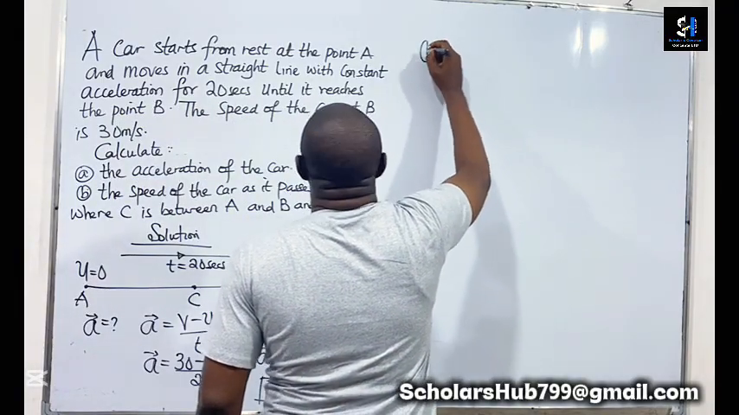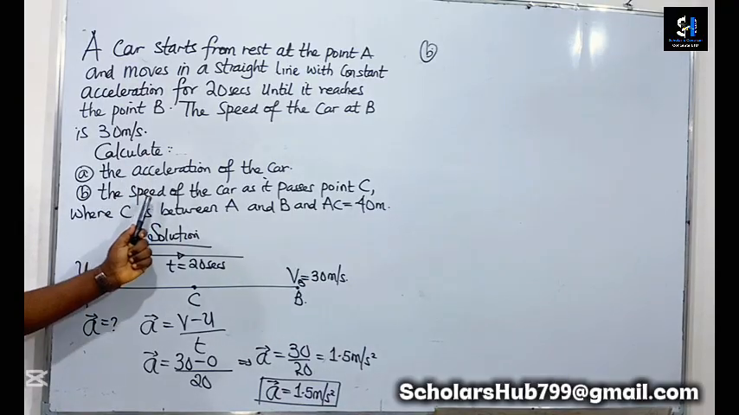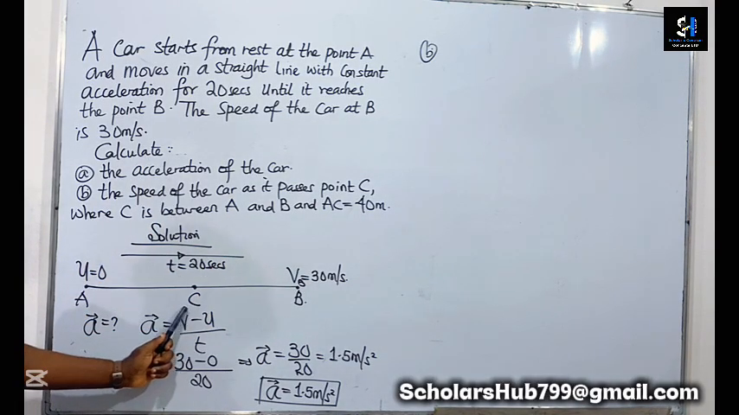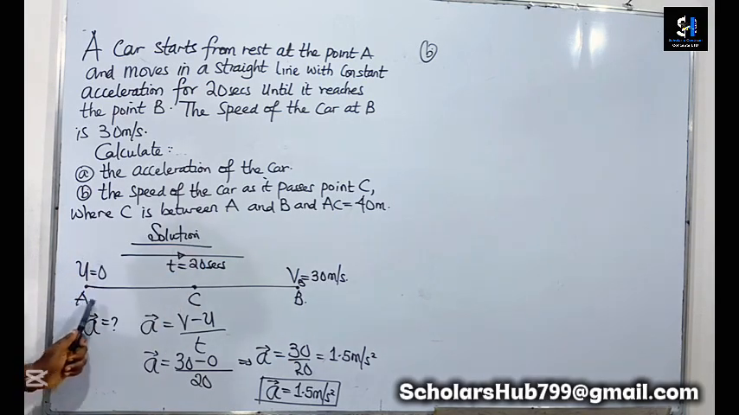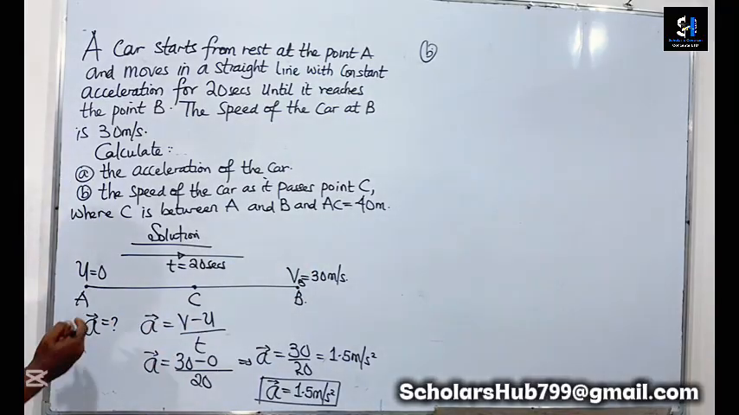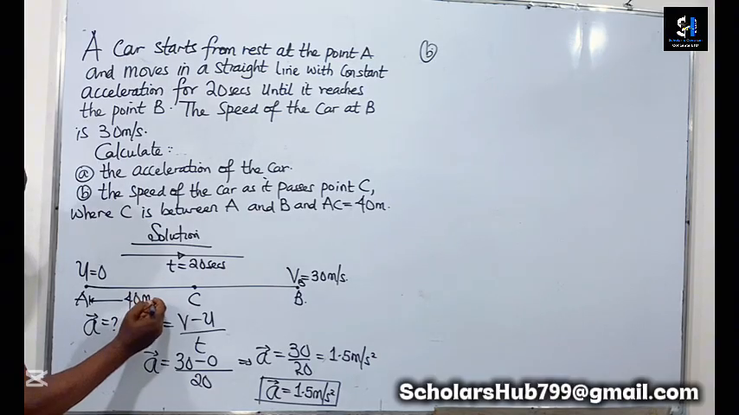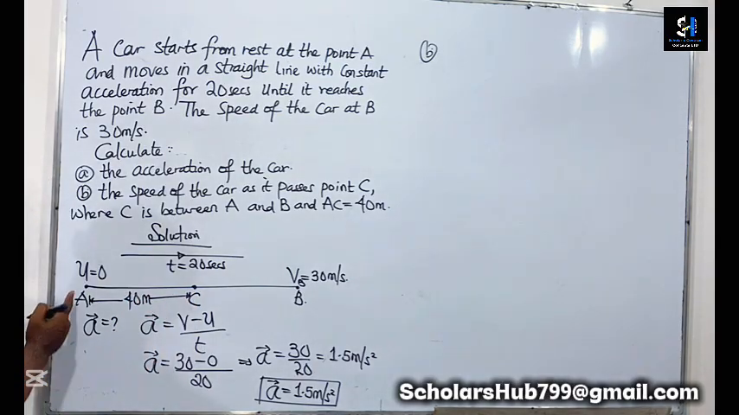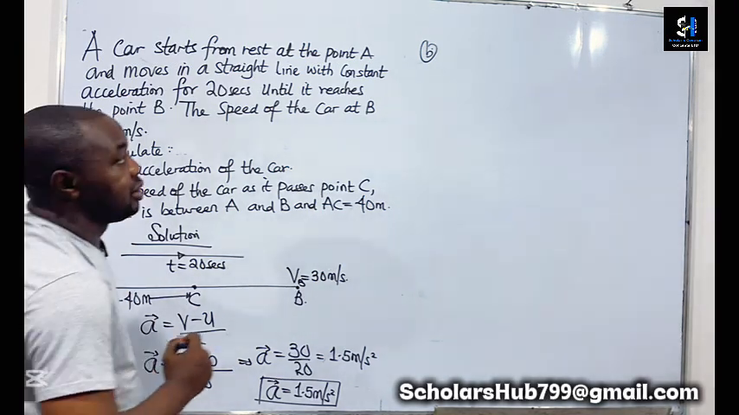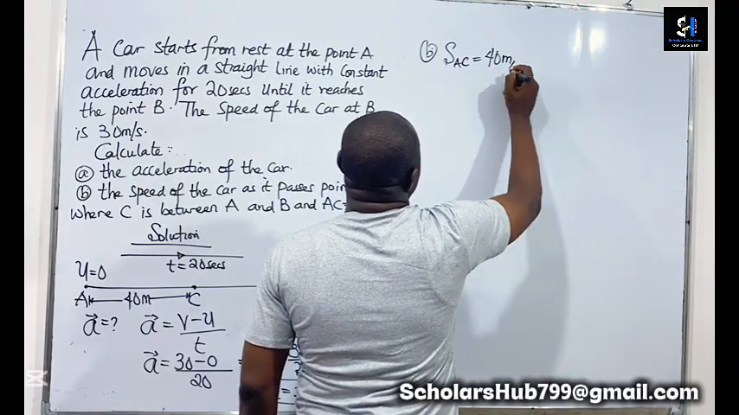Then B, we are going to calculate the speed of the car as it passes point C, where C is between A and B, and distance AC is 40 meters. That is, from A to C, the distance covered is 40 meters. So we have distance AC equal to 40 meters.